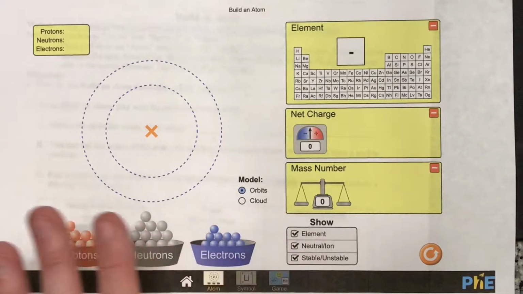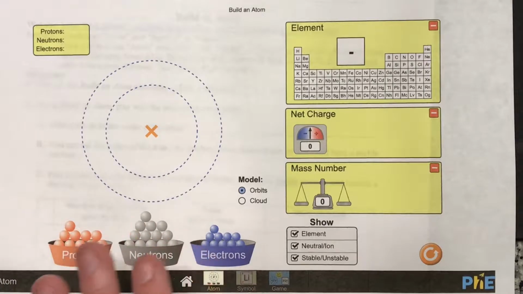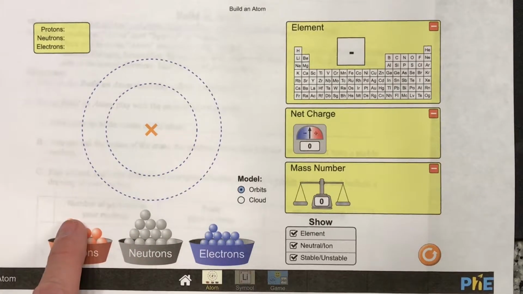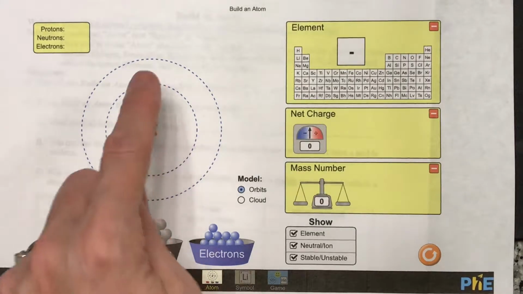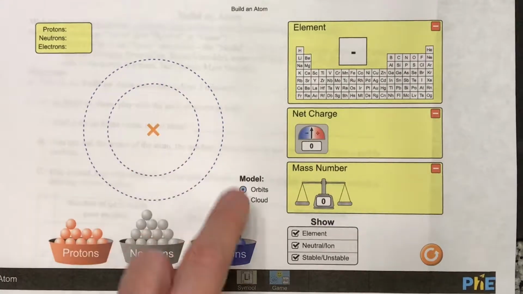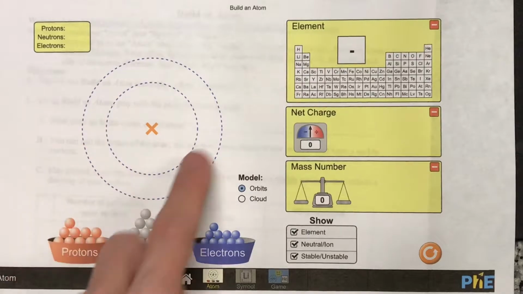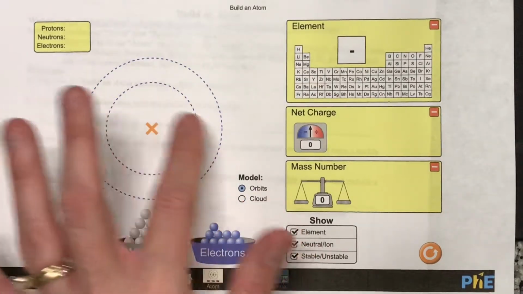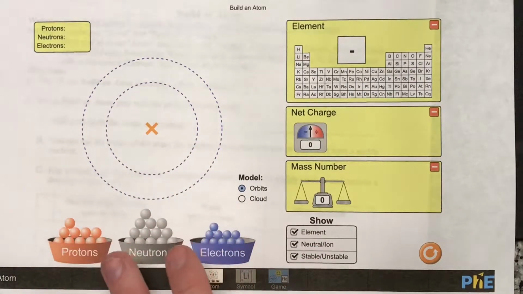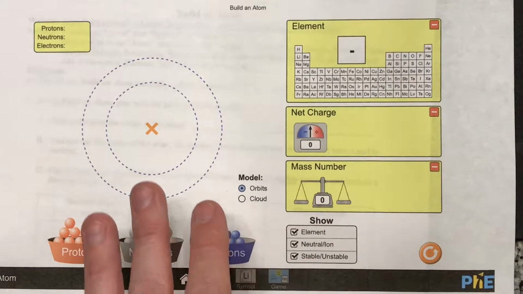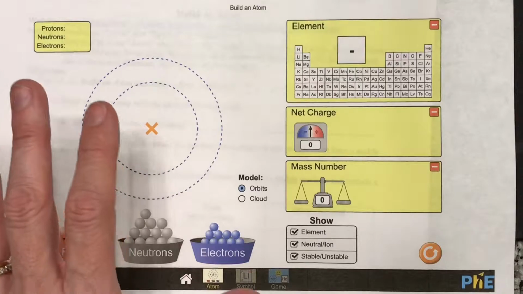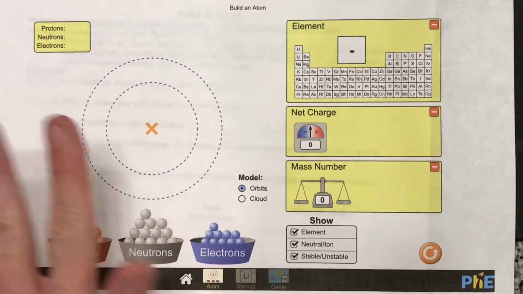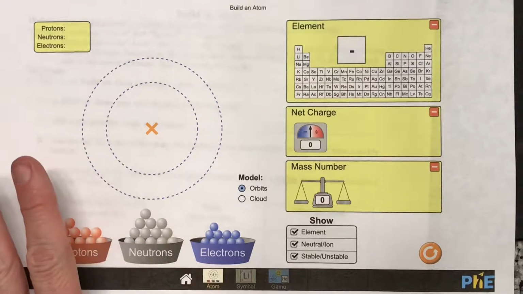The only things that you can manipulate here are the protons, neutrons, and electrons. You can grab those with your mouse and then drag them where they need to be. Protons and neutrons will go in the center, and electrons will go in one of these two rings. For this class, don't get caught up in those two rings. There's a purpose to that, but in a straight up chemistry class, for us, we're not as concerned with how many electrons go on which level. So don't get too wrapped up in that.